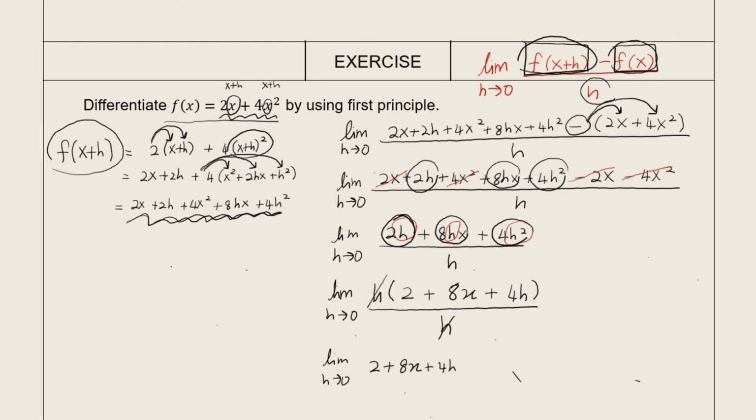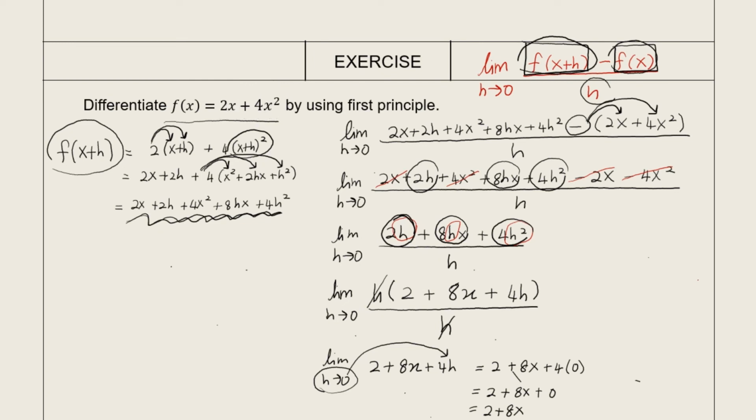So how to find the limit? Just now we learned to find the limit of a function, it is just to substitute the value of h equal to 0 inside your h in the equation. So what you will have here is 2 plus 8x plus 4 multiplied by 0, because the value of h now is equal to 0. So you have here 2 plus 8x plus 0. 4 multiplied by 0 is 0. So you have 2 plus 8x.